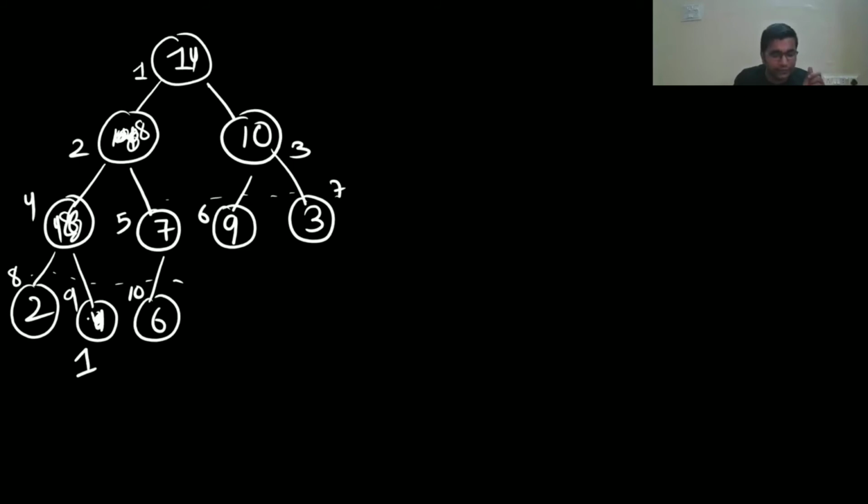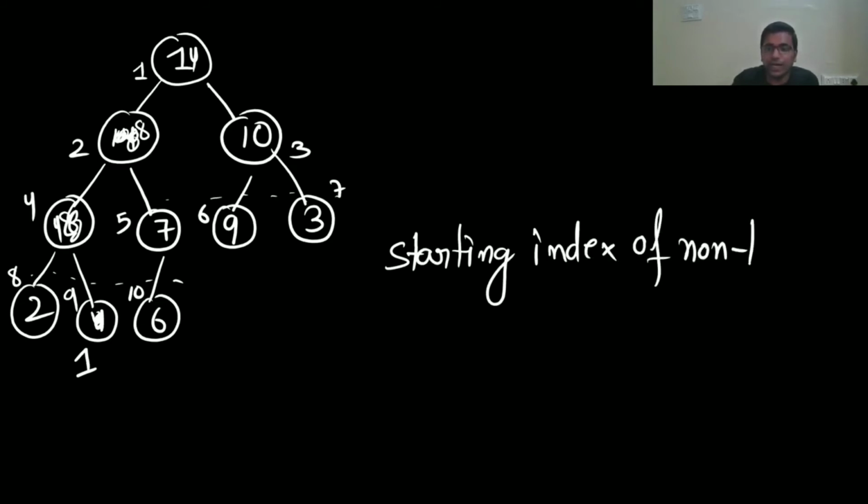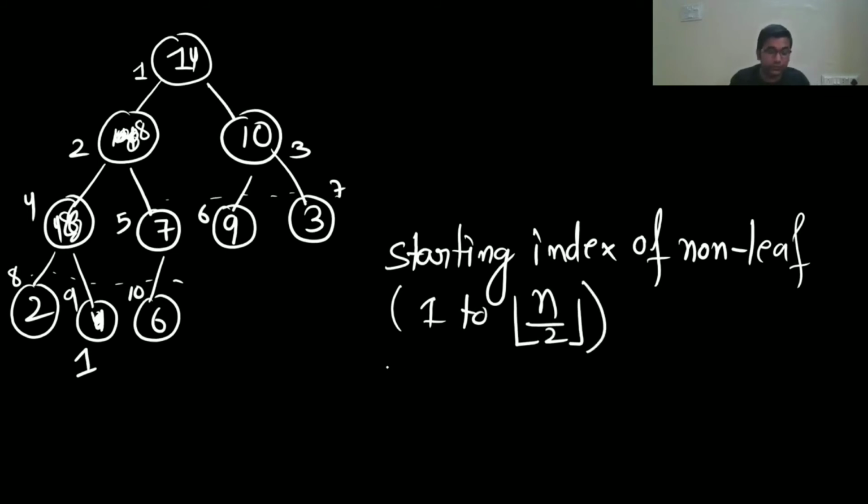So my logic is that we know a leaf is always a max heap, so I will not call the max-heapify function on the leaves. I will call the max-heapify function from the starting index of non-leaf nodes. What is that? From 1 to floor of n by 2, because the starting index of leaf nodes is floor of n by 2 plus 1 to n. So these are the indexes of non-leaf nodes. Please let me know whether it is clear or not.